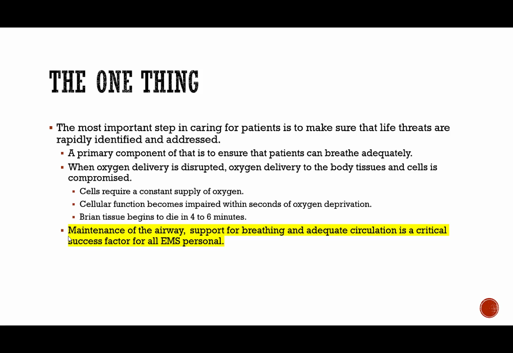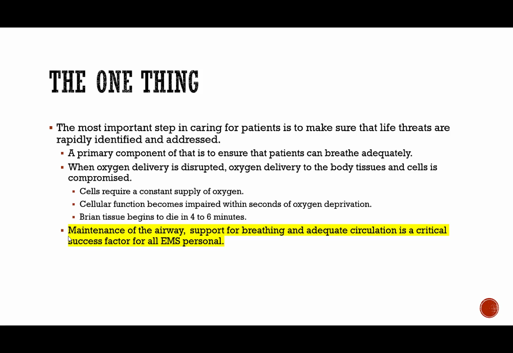Cells require a constant supply of oxygen. This seems kind of basic, but it's critical to know because everything we talk about in physiology is going to come into play with this. If you impair cellular function, even for a few seconds, and this is one of the things we're going to find out in here, if you have oxygen deprivation for even a few seconds, that cell is going to suffer. And eventually, if you allow that to continue, there's going to be brain tissue damage. The brain tissue will begin to die within 4 to 6 minutes, maybe a little longer, depending on the patient conditions.